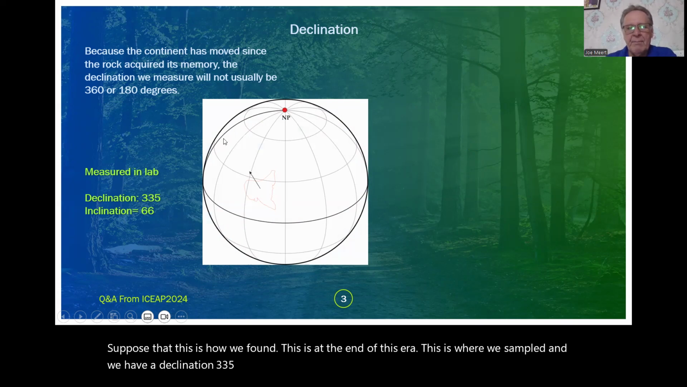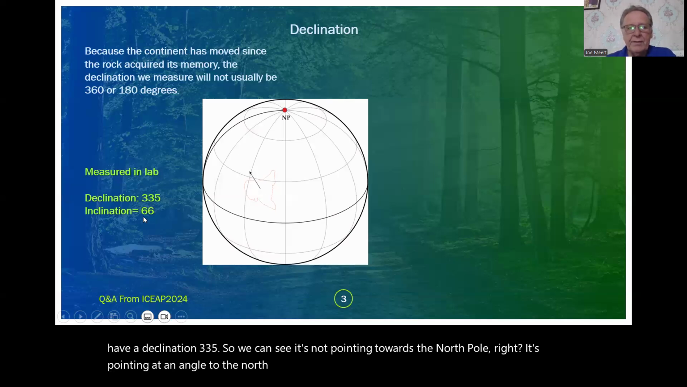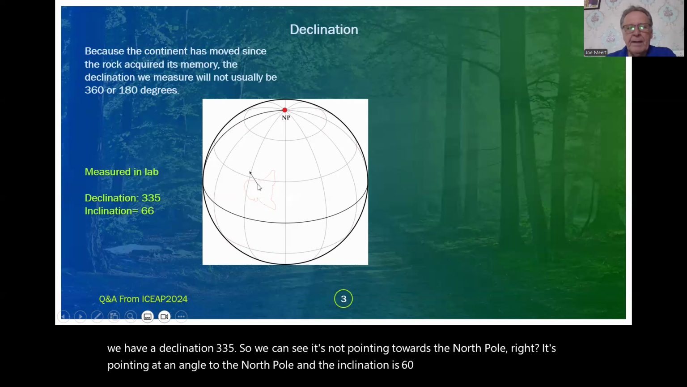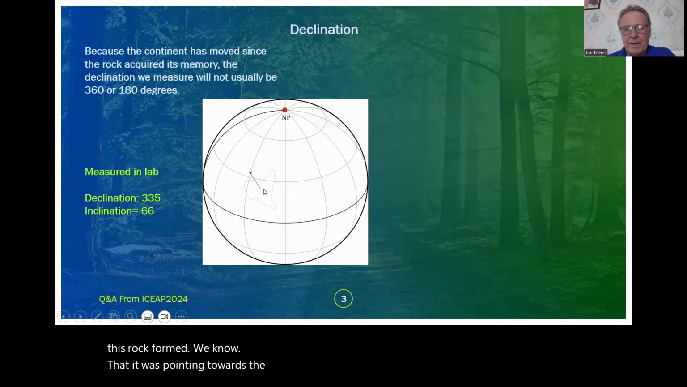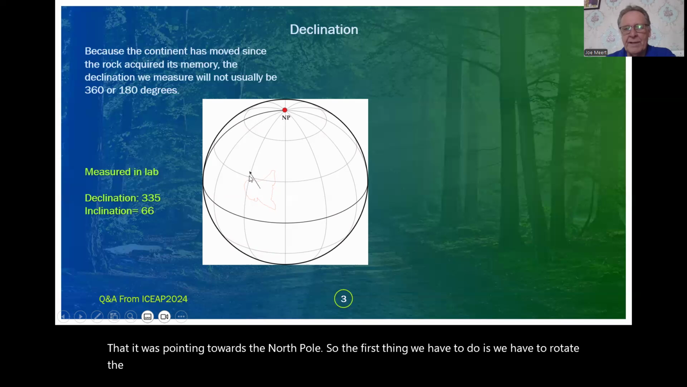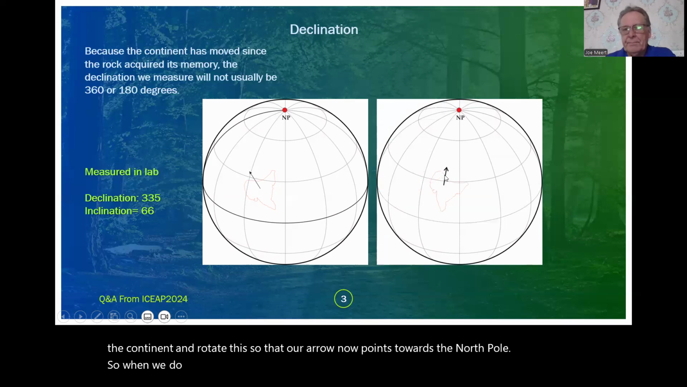So we can see it's not pointing towards the North Pole, right? It's pointing at an angle to the North Pole. And the inclination is 66 degrees. Well, I already told you when this rock formed, we know that it was pointing towards the North Pole. So the first thing we have to do is rotate the continent so that our arrow now points towards the North Pole. Now we can see our arrow is pointing towards the North Pole.